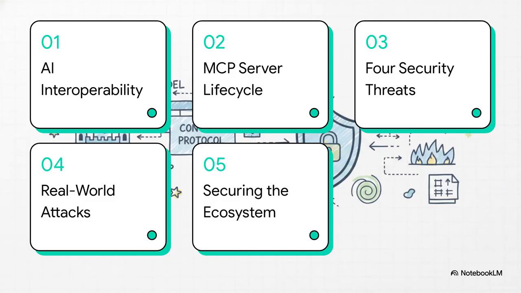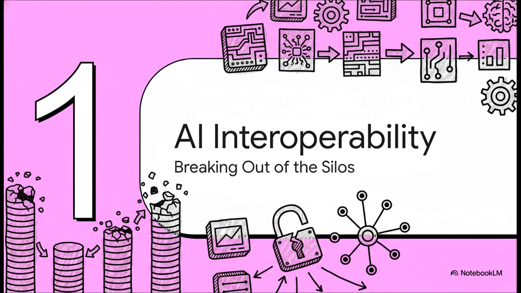So, here's our roadmap for today. We'll start with the AI interoperability solution, move into the MCP server lifecycle, cover 4 major security threats, look at some real-world attack scenarios, and finally wrap up with securing the ecosystem. Let's get into it. Part 1. The AI interoperability solution, breaking out of the silos.